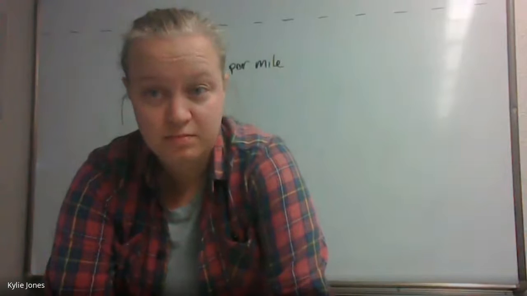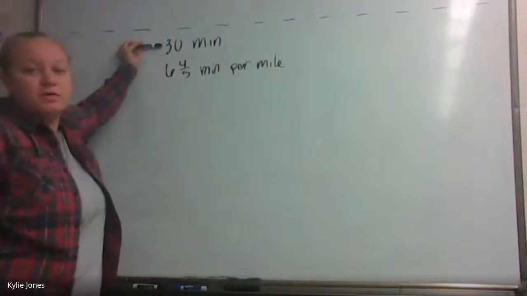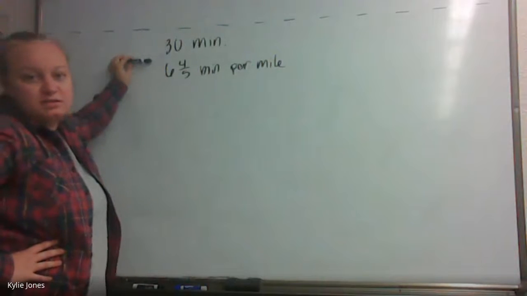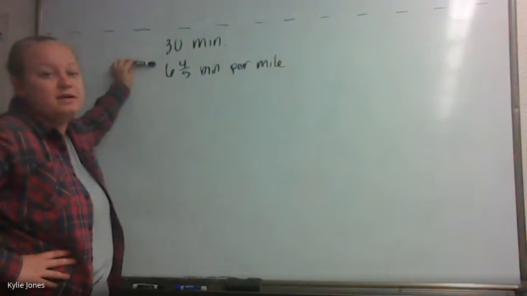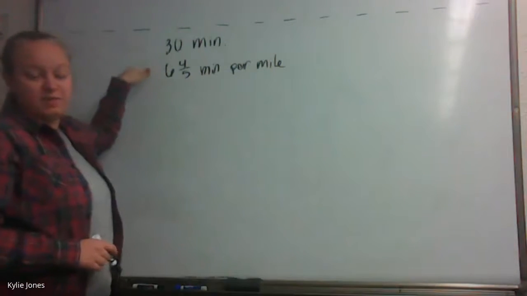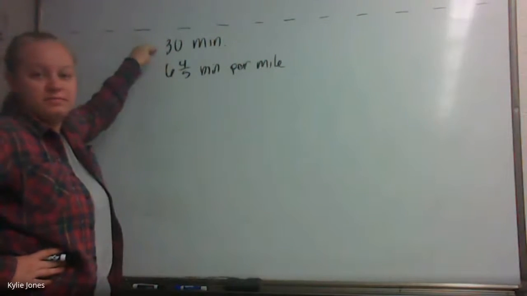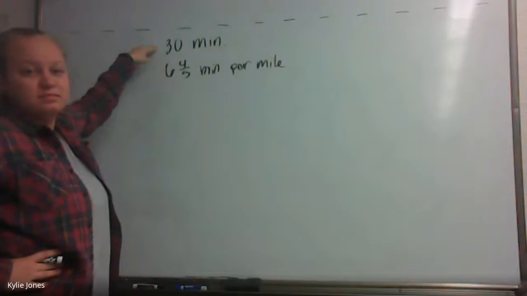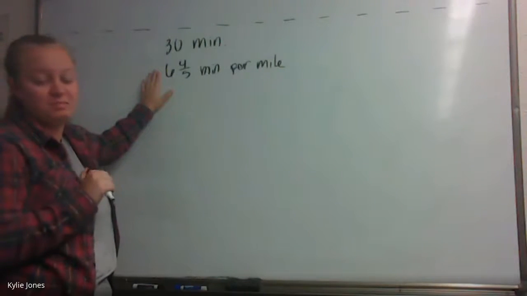So we know that he's going to run for 30 minutes total. And if we split that into 6 4/5 minutes, we're going to find out how many miles he ran. So what division am I going to do? 30 divided by 6 4/5 or 6 4/5 divided by 30? 6 4/5 divided by 30. So that's backwards. Flip it.